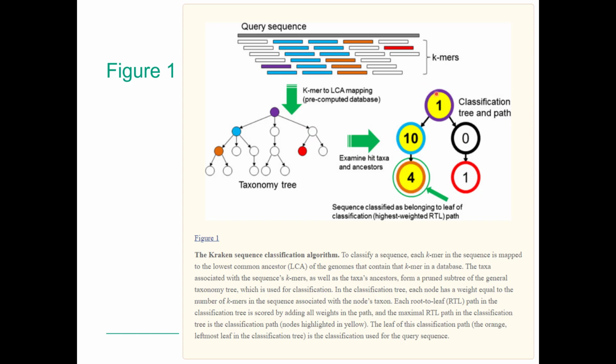And now we just add up the different branches, right? 1 plus 0 plus 1 is 2. 1 plus 10 plus 14 is 15. This branch is the winner, and then we assign to the leaf of that branch, the lowest. So that's why we now assign to this taxon here.